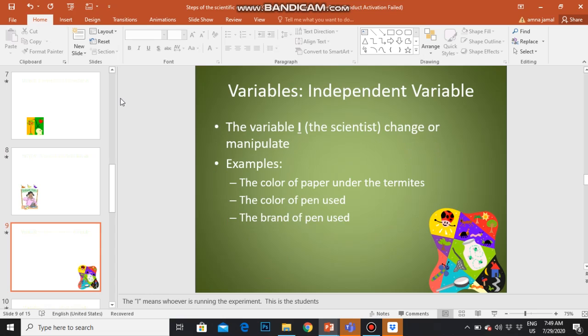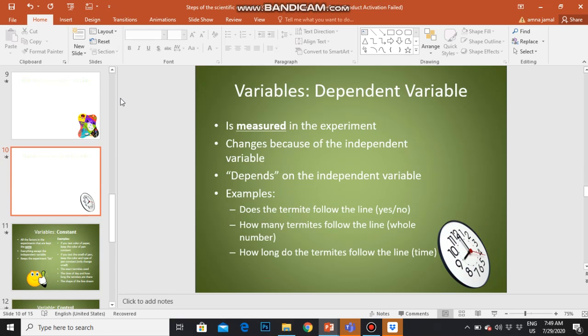Variables are one of the most important things, because whenever we involve them we have to create a relationship, so variables must be there either for a correlational associative study or for a causal one. The independent variable is what the scientist changes or manipulates. For example, the color of the paper under the termites, the color of the pen used and the brand of the pen used, all are examples of variables.